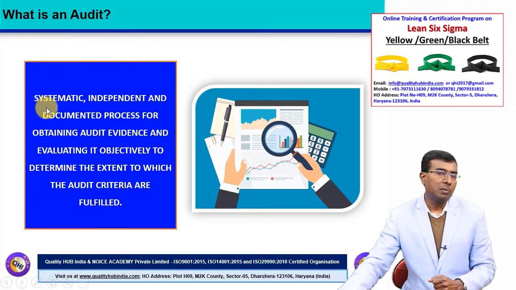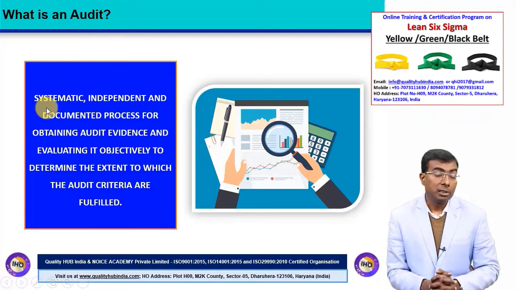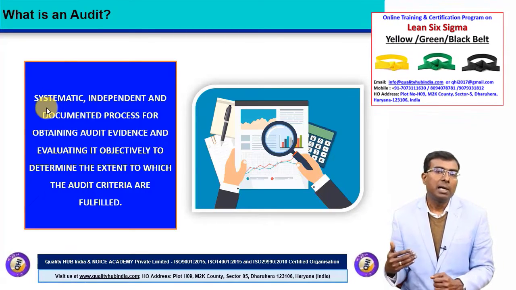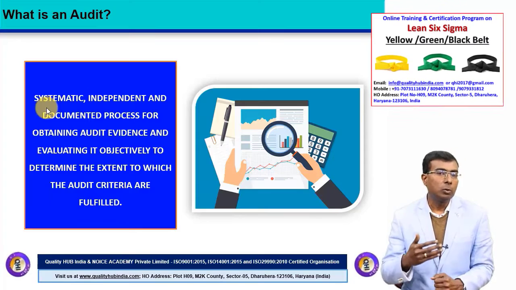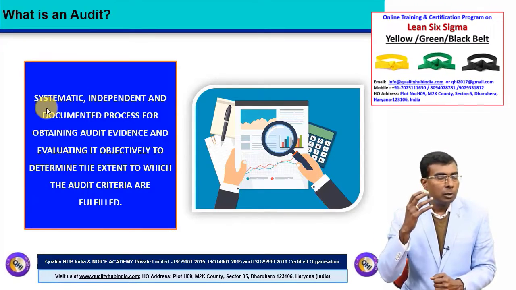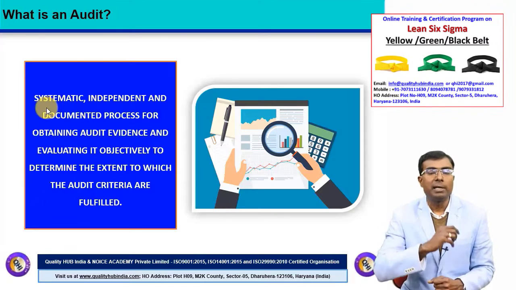So audit must be a systematic approach. It is systematic, which means that there has to be some process of carrying out the audit: who is going to conduct the audit, how he is going to conduct it, and what the criteria of the audit should be. All those things are documented. That's why it's a very systematic approach.